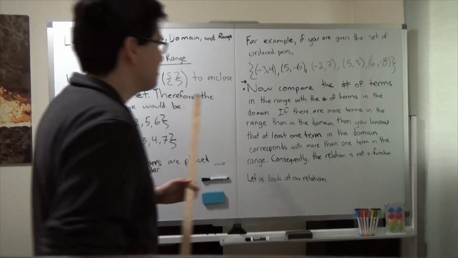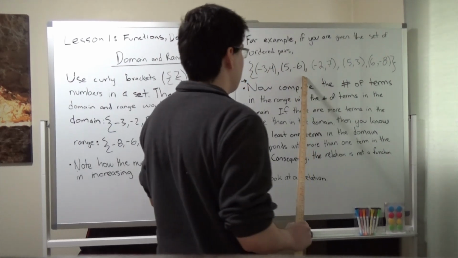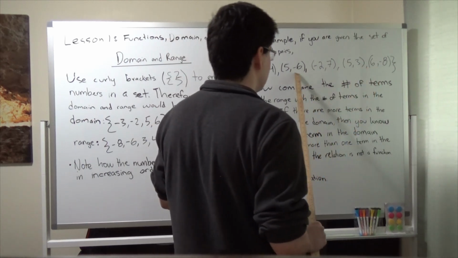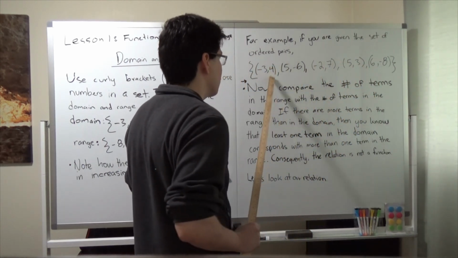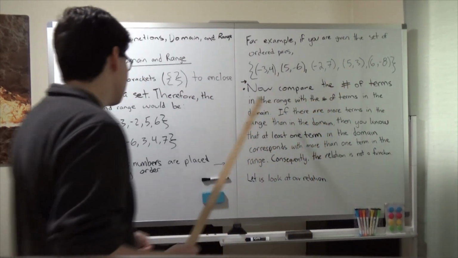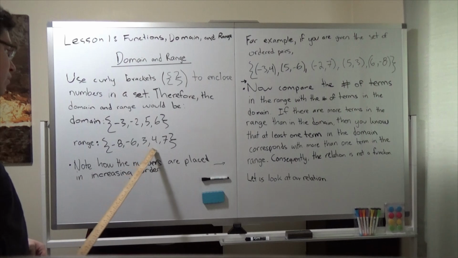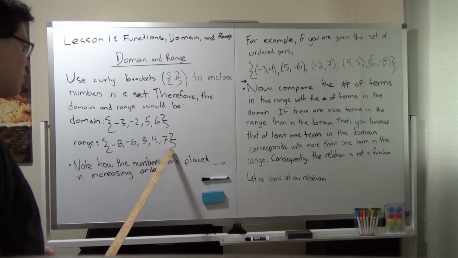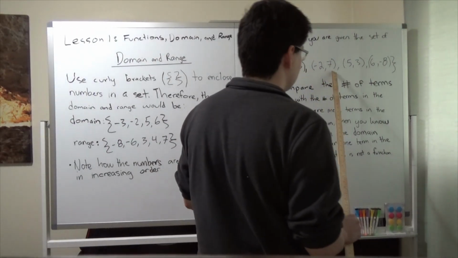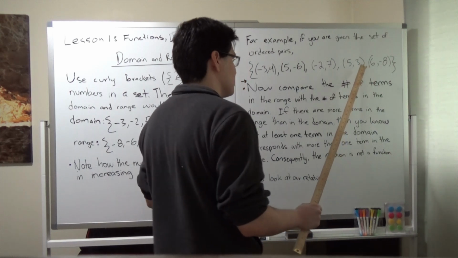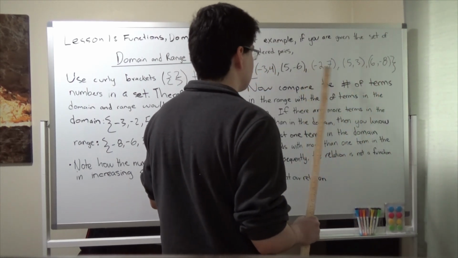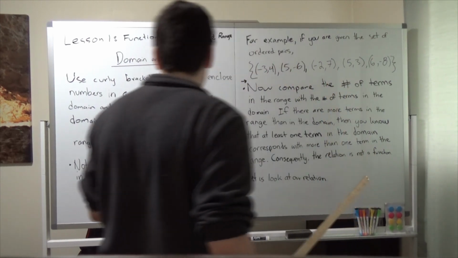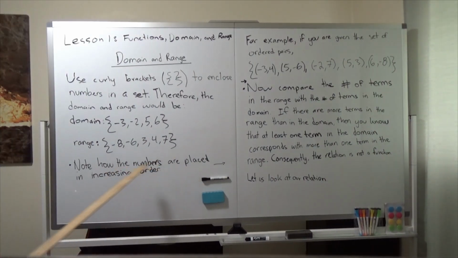Then we go to the next largest number, and that would be 3. So -8, -6, 3. Then we have 4, then 7. So we list them in that order: -8, -6, 3, 4, 7. We took these y-coordinates and listed them in order from least to greatest. Note how the numbers are placed in increasing order.